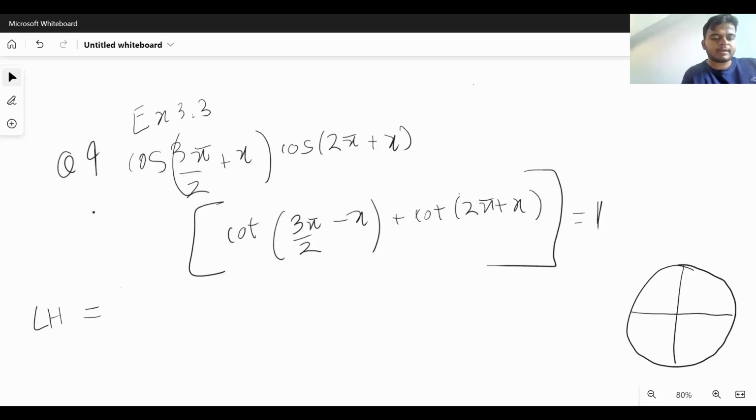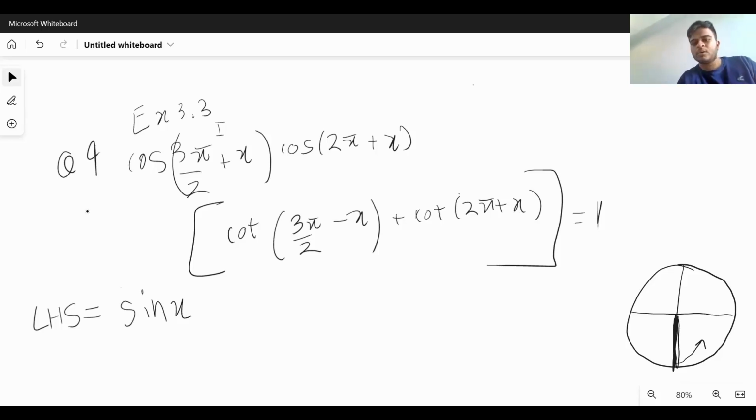Let us try and simplify the LHS term. Correct? Cos(3 pi by 2 plus x). So 3 pi by 2 is somewhere here, and we add x to that. So we are here in the 4th quadrant. In the 4th quadrant, cos is going to be positive. So we know the sign of this first term is going to be positive, but the function is going to change because the reference line is an odd multiple of pi by 2. So I can write this as sin x.